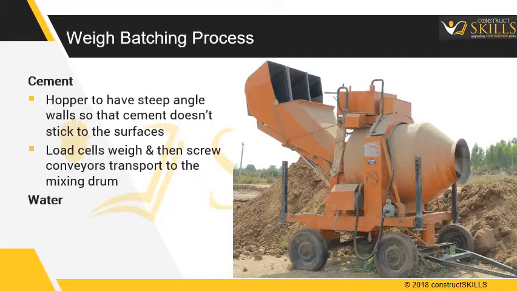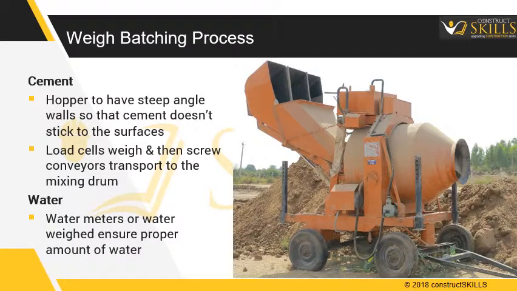Water batching. The plants are equipped with a water batch weight, or a water meter. As water content is a key component to the strength of concrete, ensure proper functioning of the water measuring devices. In automated plants, the microprocessor adjusts quantity of water based on the moisture present on the surface of aggregates.